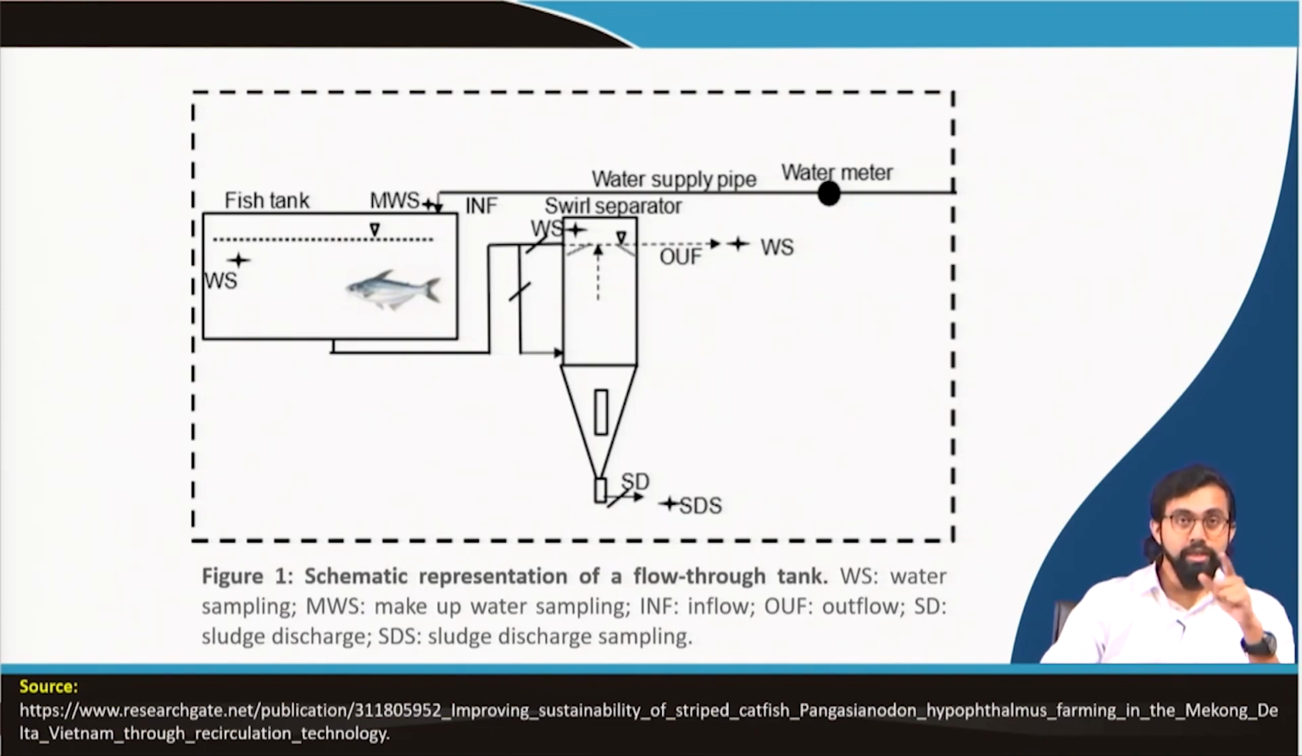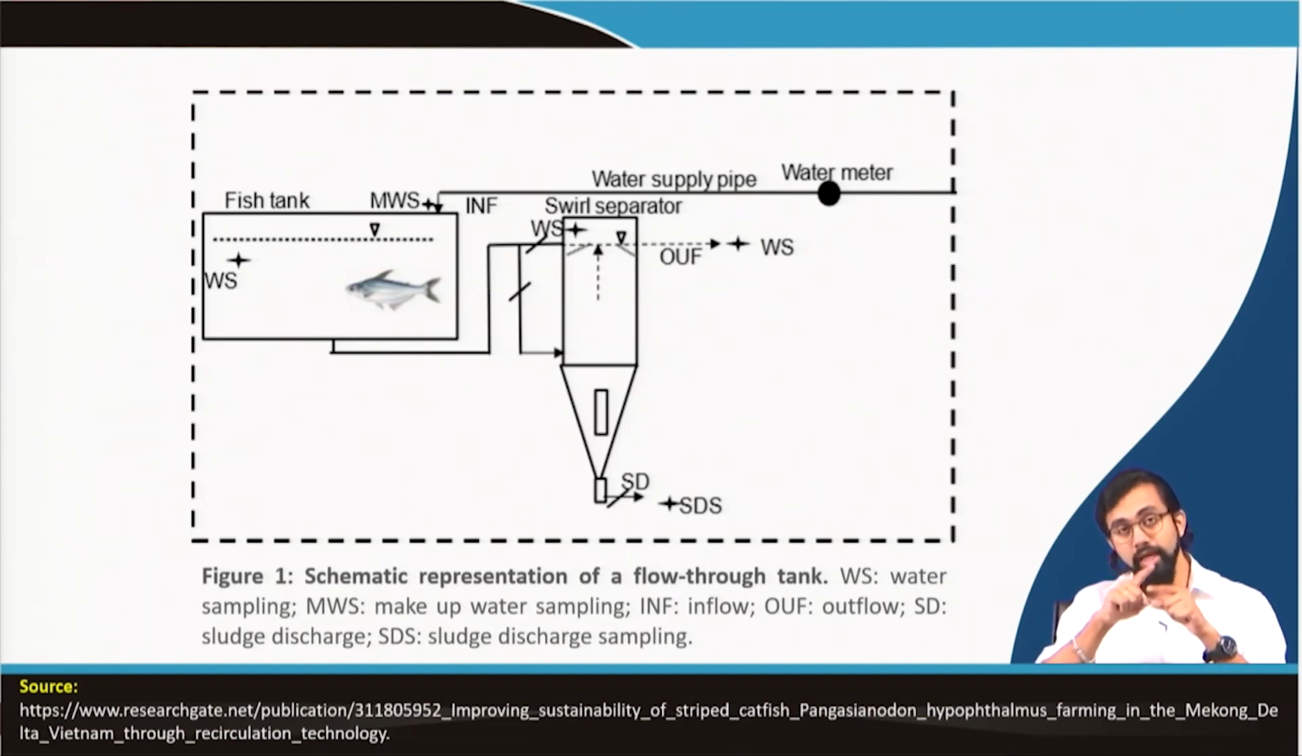Then in the fish tank, the fish or whatever culture species we are targeting are reared. There we have these water sampling units, you can see WS there. These sampling units are used for continuous monitoring of the quality of the water that you are supplying and the quality of the water prevailing in the tank. Predominantly we use this kind of sampling technique, and grab sampling.